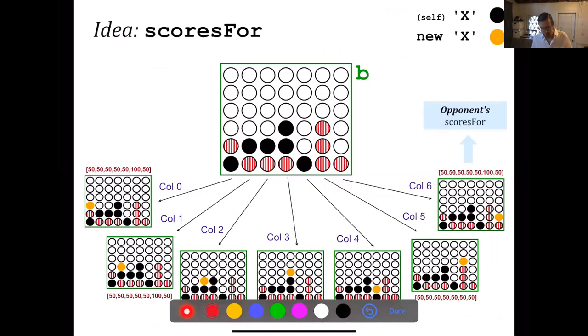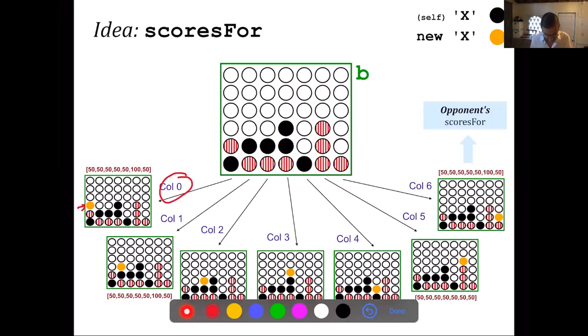There's another way to think about how to program the scores for function, okay? So for the scores for function, you've got to imagine moving in a particular column and how your opponent would score the board, okay? So if I'm player X now, X is black, I'm the black player, okay? And I move in column zero first. I'm the black player, so I just moved right there. That's my move.